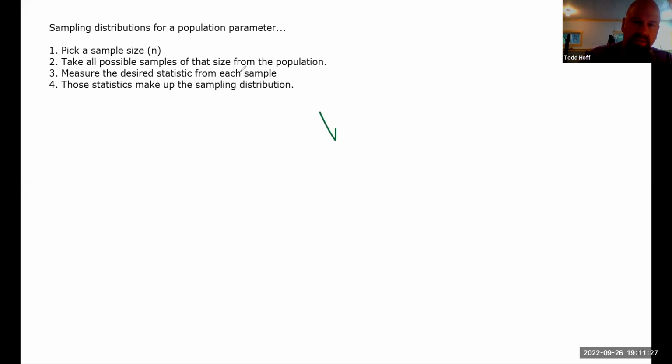So this is what we had discussed last week. That correction factor, by the way, is the square root of capital N, which is the population size, minus little n, which is the sample size, over capital N minus 1. This is what we talked about last week when we were estimating a population mean.